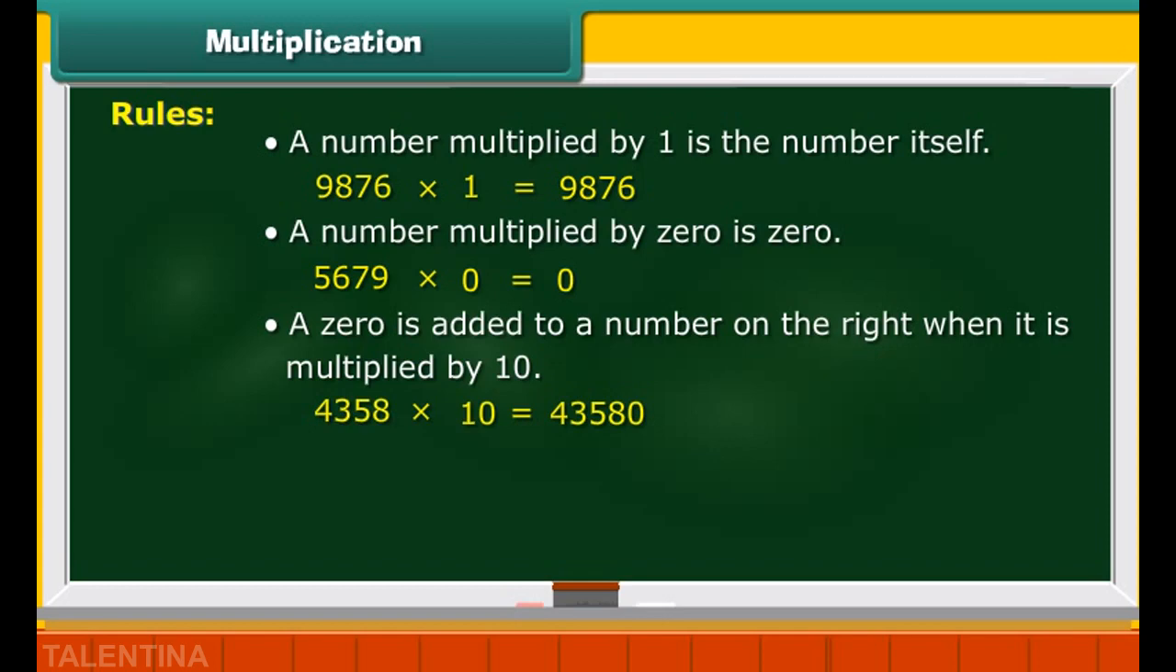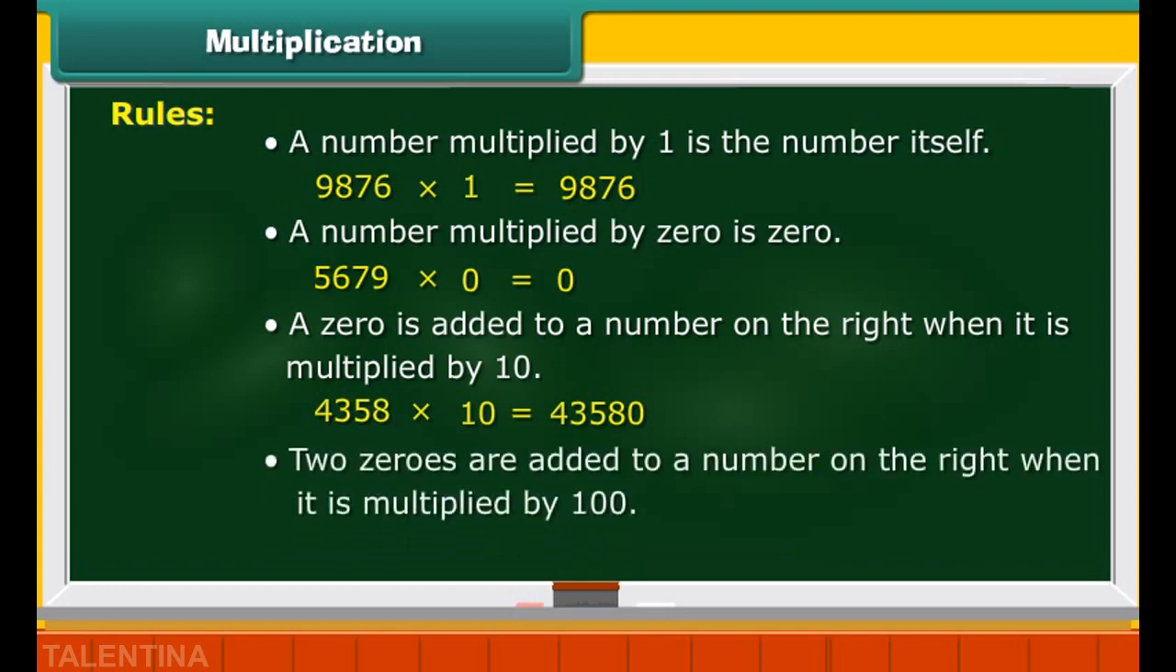43580. Two zeros are added to a number on the right when it is multiplied by 100. 1265 multiplied by 100 is equal to 126500. Let us multiply 123 by 456 using the lattice multiplication technique.